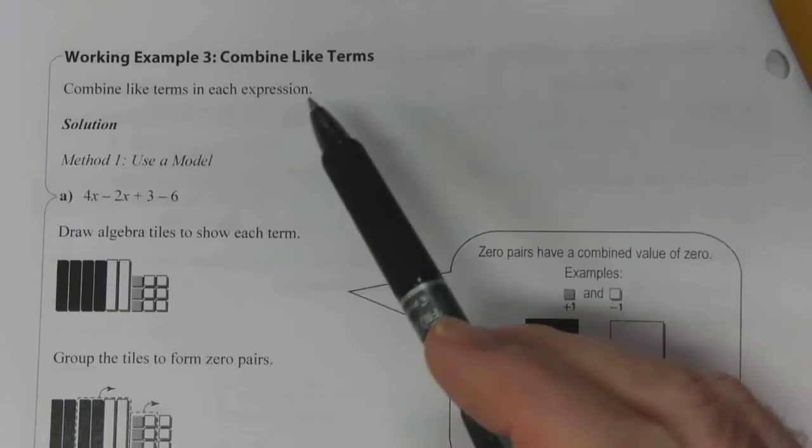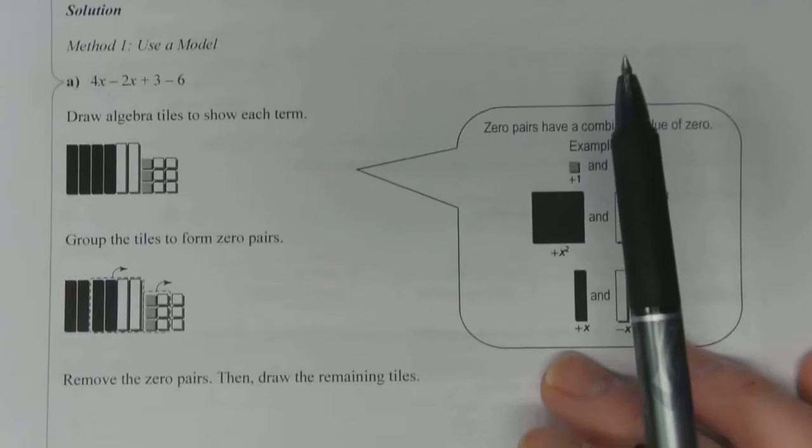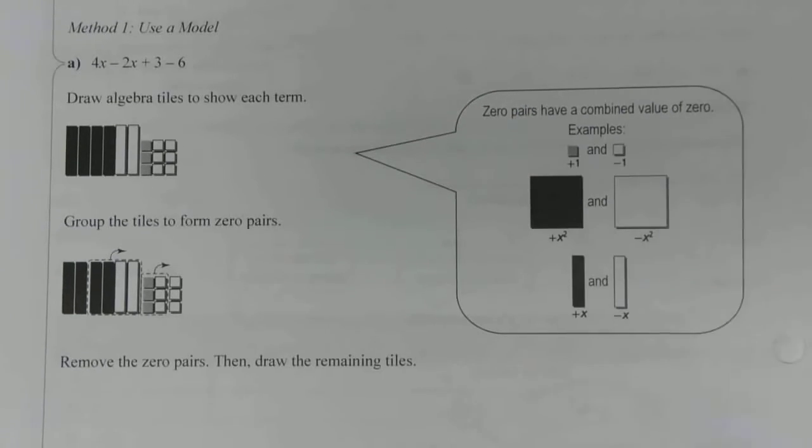Mostly we've been working with understanding concepts. Now we're going to start to apply that. We're going to start doing what's called combining like terms, and we're going to do that for expressions. So one technique is to use a model. And for modeling we are using Algebra Tiles.